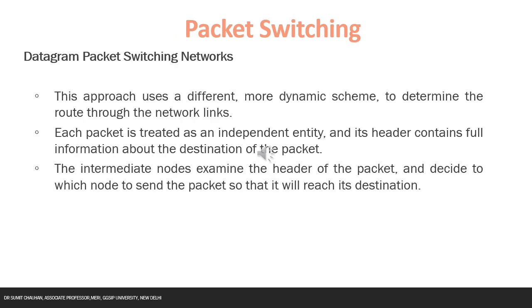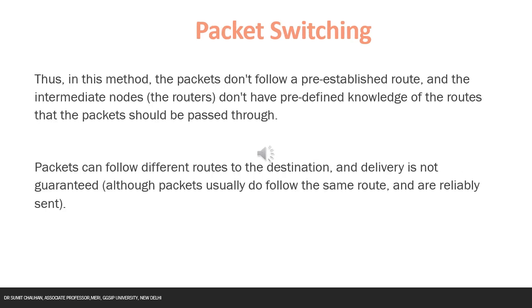This approach uses a different, more dynamic scheme to determine the route through the network links. Each packet is treated as an independent entity, and its header contains full information about the destination of the packet. The intermediate nodes examine the header of the packet and decide to which node to send the packet so that it will reach its destination. Thus, in this method, the packets don't follow a pre-established route, and the intermediate nodes don't have predefined knowledge of the routes that the packet should be passed through.